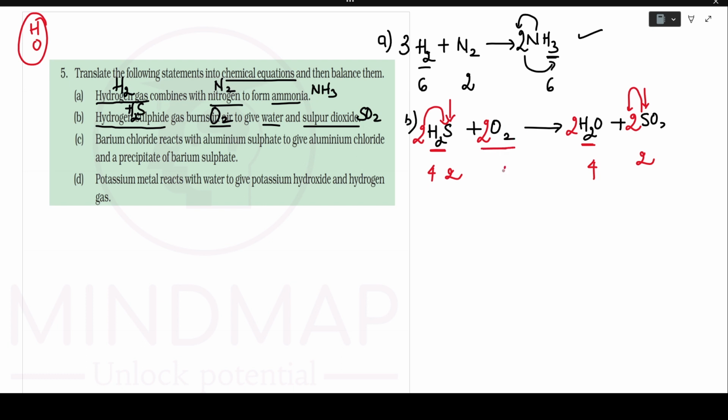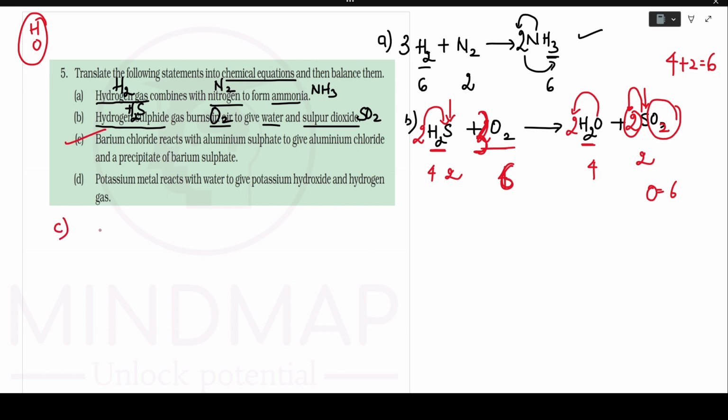Now let's check oxygen. Oxygen here is 4. Whereas here oxygen is 2 here and 2 here, so 4 oxygen here plus 2 here. So it became 6. So oxygen this side is 6. How to make it 6 here? Write here 3. So now you see oxygen is also 6. So this is your balanced equation. Fine.